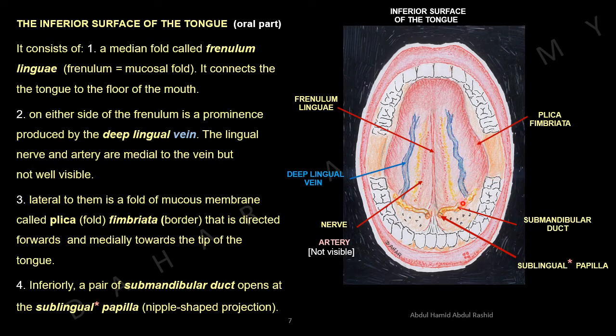Inferiorly, if you see here, this is the submandibular duct. Each is coming from the submandibular salivary glands. Each opens to the sublingual papilla. So the submandibular duct opens to the sublingual papilla. Papilla means small nipple-shaped projection.